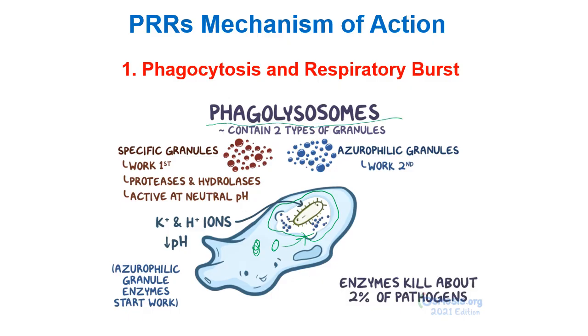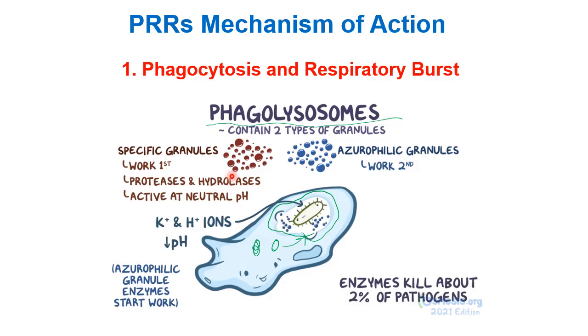So the lysosome that fused with the phagosome brings two types of enzymes that are already present there, because lysosomes are the digestive part of the cell, right? So it brings these two types of enzymes. The first type is ready to work, and it is going to be active at neutral pH. So you don't have to do anything to the phagolysosome in order for those enzymes to work.